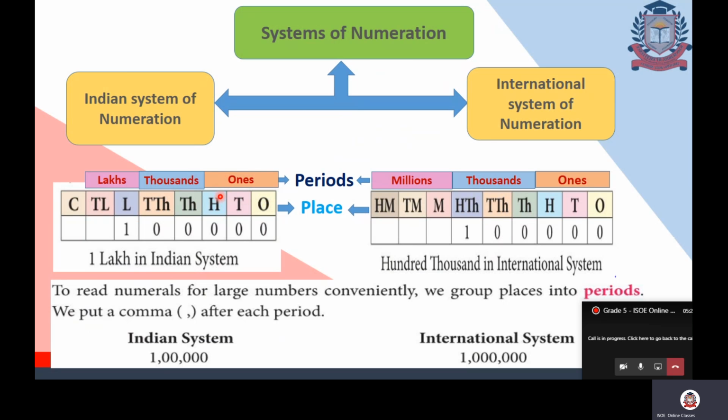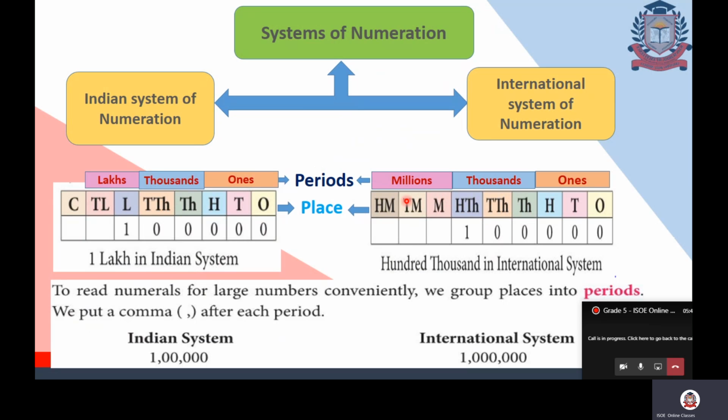Ones, tens and hundreds come under the ones period. Thousands and 10,000s come under the thousands period. Lakhs and 10 lakhs come under the lakhs period. And crores, tens of crores, it goes on like this. This is how the places are grouped into periods in the Indian system of numeration.